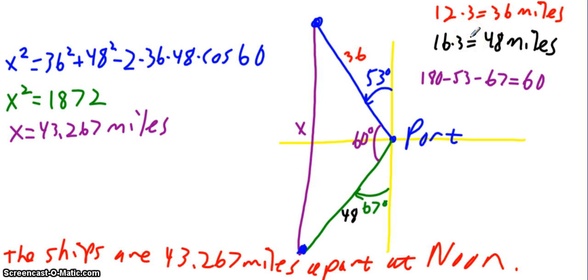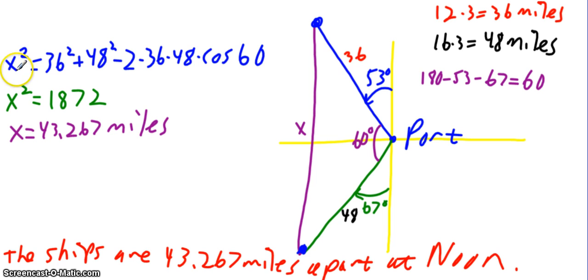Since I was given speed, and I know that they were both traveling for 3 hours because they left at 9 a.m. and it's noon now, I can multiply speed times time to get distance. So this ship traveled 36 miles, this ship traveled 48 miles. I know this angle is going to be 60 degrees because this is 180 degrees minus 53 minus 67.